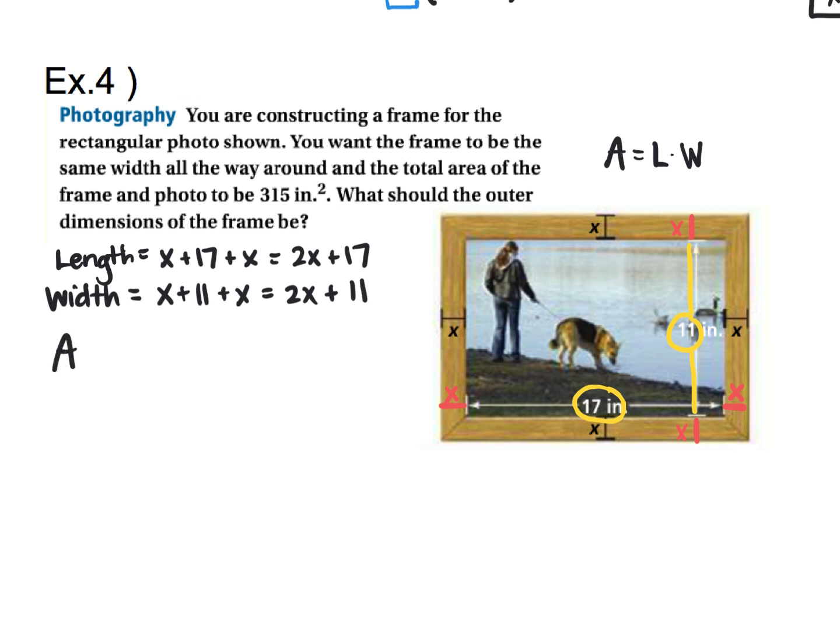So my area has to be the length times the width. And so that would be 2x plus 17, and then multiplied by 2x plus 11. That is the length times the width. All right, so now we want to tackle what we would do to this question. So on the A, which stands for area, we're going to put in the number 315 because it says the total area of the frame and the photo is 315. So we're going to put that in for A.